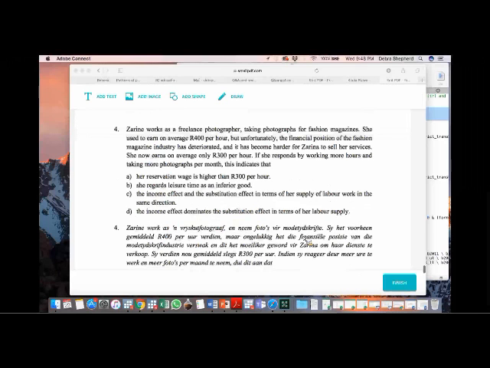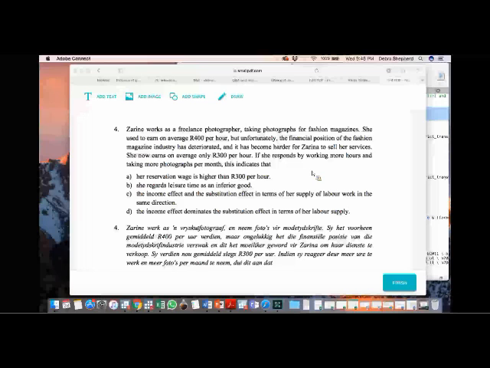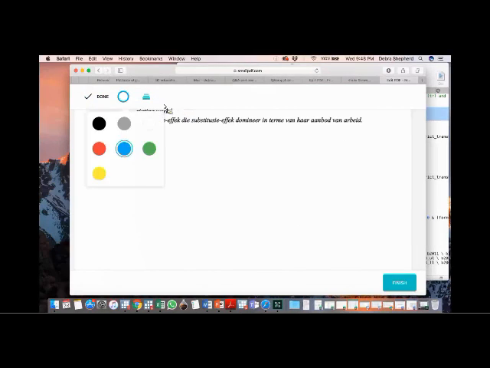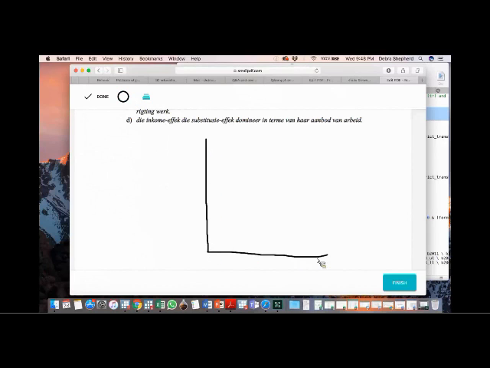So this question was given in a past paper as a multiple choice question, and it did create some issues because it does require an understanding of how the backward bending supply curve works. So I'm going to draw it first before we go to the question, just so that you have some good definitions of substitution and income effect before we go to the question.